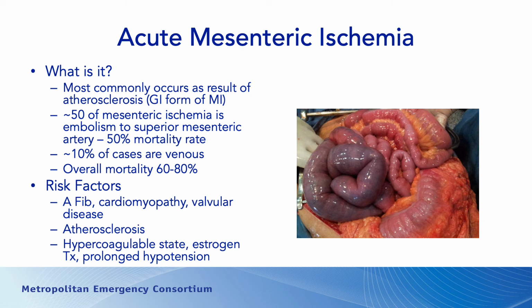There are certain risk factors. Atrial fibrillation, cardiomyopathy, and cardiac valvular disease are risk factors. AFib is a big risk factor because you can have clots develop in the atria as they're fibrillating. A clot can break loose and be pushed out peripherally, and that can result in a stroke, or it can go to the gut and cause acute ischemia. Like I mentioned, atherosclerosis is a risk factor, as are hypercoagulable states, estrogen therapy, and patients who are hypotensive for some reason for a prolonged period of time.